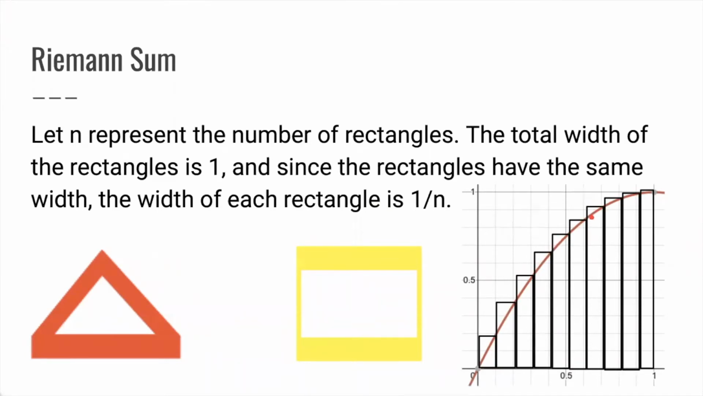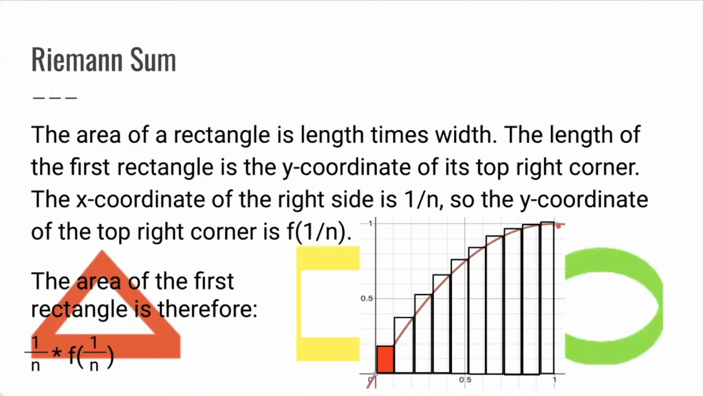So now we need to know the length of each rectangle. The length of the first rectangle is the y coordinate of its top right corner. So this distance right over here is the length, and that's just the y coordinate of this point. The x coordinate of the right side is a distance of 1 over n from the y-axis. So the x coordinate right here is 1 over n, and that means that the y coordinate is f of 1 over n. So the area of the first rectangle is therefore 1 over n, that was the width, times f of 1 over n.